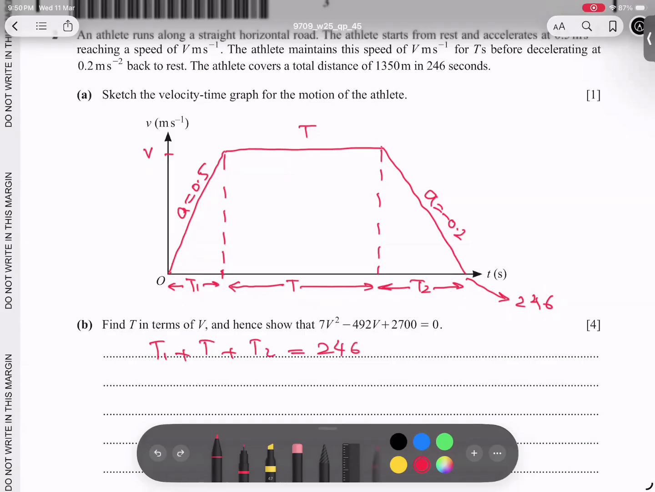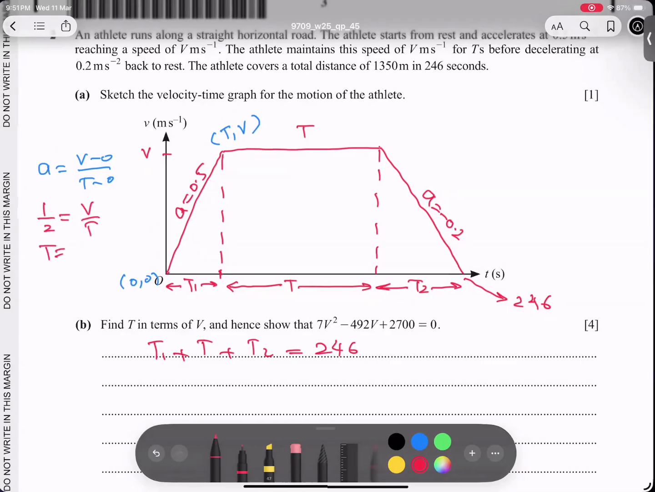Now the thing is how we can find T1, because what are the coordinates here, students? Coordinates here are T1 comma V. This is the X and this is the Y coordinate. And what is 0, 0? If I apply the gradient formula, the acceleration formula, Y2 minus Y1 over X2 minus X1. So I'm getting V minus 0 over T minus 0. And acceleration is how much? 0.5. 0.5 means 1 over 2, and V over T. Cross multiply, T becomes 2V.